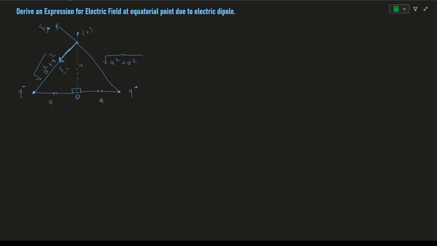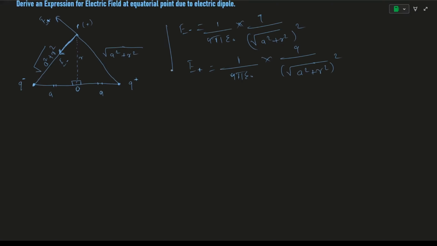Now, first of all, I will find out the electric field due to this negative charge, and that will be equal to 1 upon 4 pi epsilon naught, q upon the distance, which is root of a square plus r square, whole square. Same for the positive charge. The electric field will be 1 upon 4 pi epsilon naught, q upon r square. In place of r square, we are going to put this value, a square plus r square.